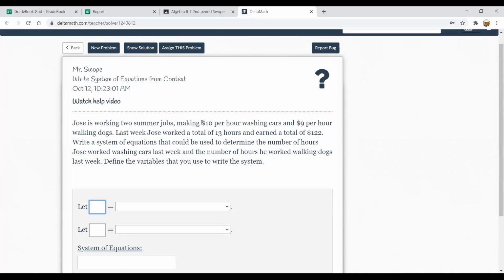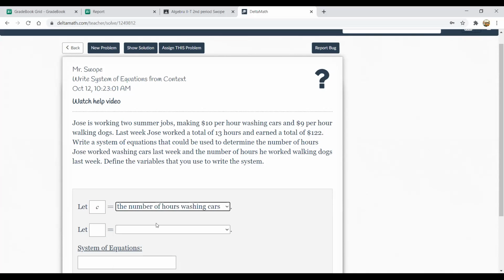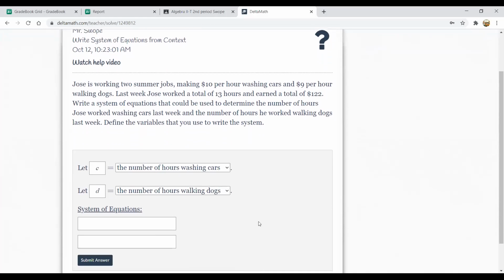The first thing you want to see is what 2 things are we dealing with? We're dealing with washing cars and we're dealing with walking dogs. So I'm going to let C equal, and then there's a drop down, but this would be how many, because we're talking about the number of hours he's doing something. So I'll let C be the number of hours he washed cars. I'll let D be the number of hours he walked dogs. If you don't like using different letters, you could always just use X and Y. But I like to sometimes make them the letter that I have in the problem.